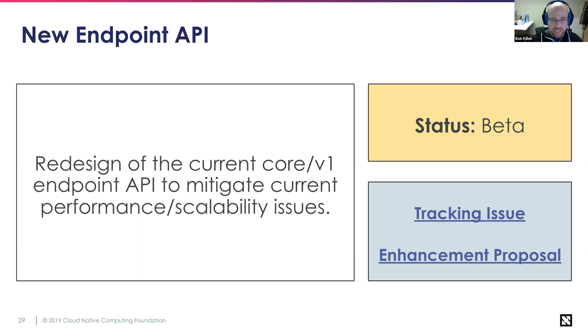instead of recomputing an entire list of endpoints and notifying all the watchers when one is updated, they are now broken down into groups, I believe of 100, and only the group that had an updated endpoint will be recomputed and updated.